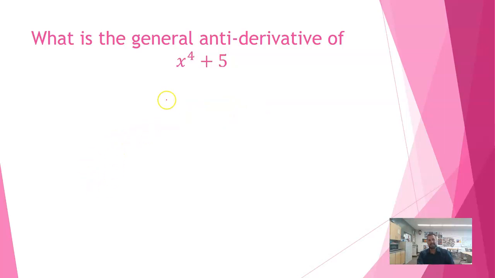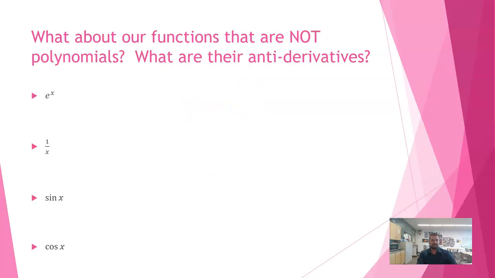X to the fourth plus 5. That would be x to the fifth over 5 plus, now you have to think about it for a second. What did you take the derivative of to get 5? That was 5x, if you remember right. This is kind of like saying this is 5x to the 0, so I add 1 to it. And that gives me the answer as well. Then I get plus c. So I've got x to the fifth over 5 plus 5x plus c. That's my general antiderivative. Okay?